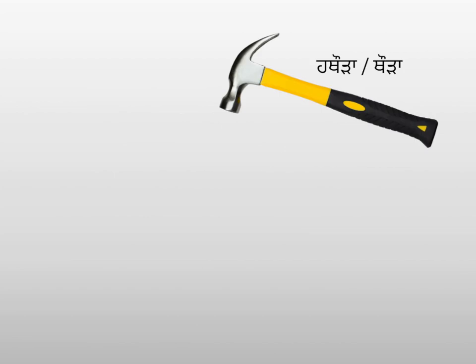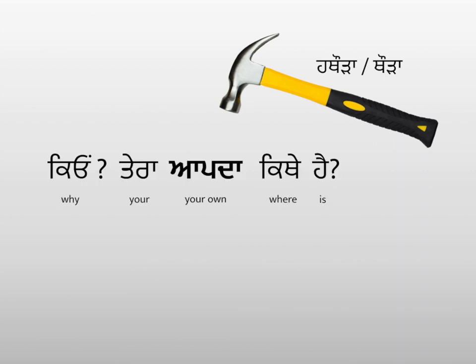So in Punjabi, the word for hammer is hathauda, or for short, you can say thauda. So if somebody says, thauda phada mainu, hand me that hammer, you can be nice and give it to them, or you can say, kyun, tera avda kithe hai? Why? Where is your own? So kyun is why, tera avda, your own. Kithe hai, where is your own hammer?